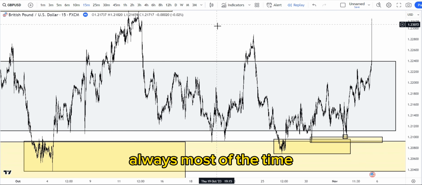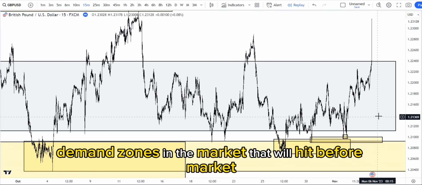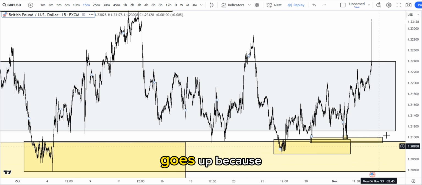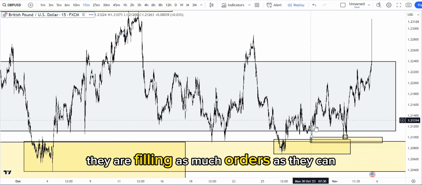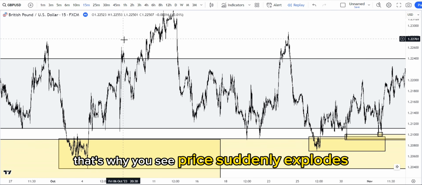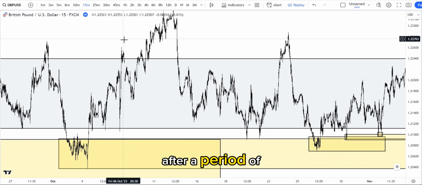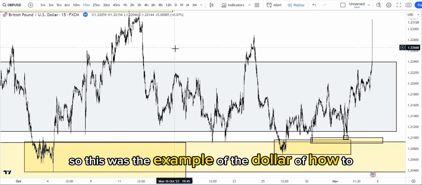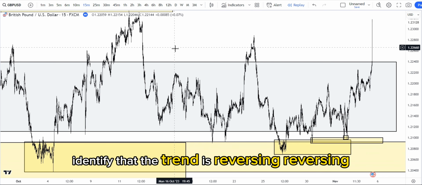always, most of the time, there will be a lot of demand zones in the market that will be hit before the market goes up, because they are filling as many orders as they can. That's why you see price suddenly explode after a period of consolidation and manipulation right here. So this was the example of the dollar, of how to identify that the trend is reversing.